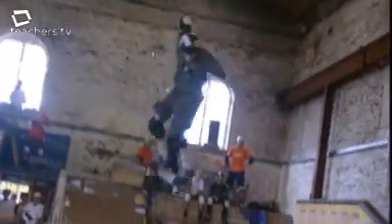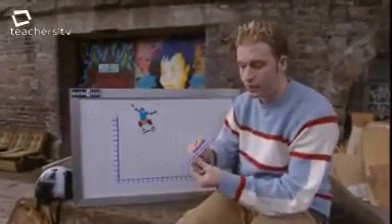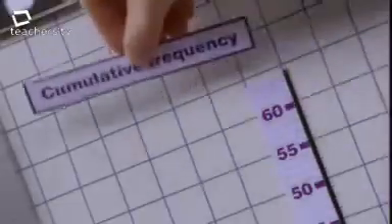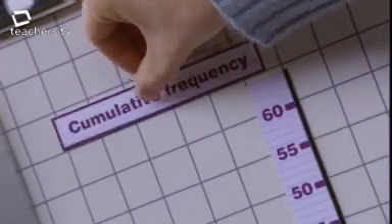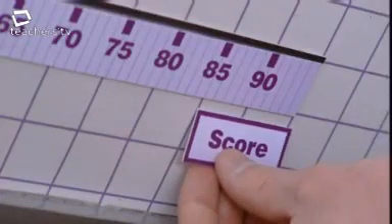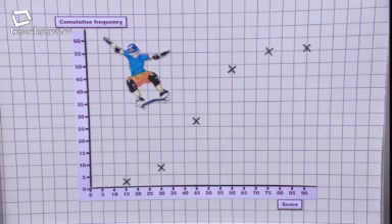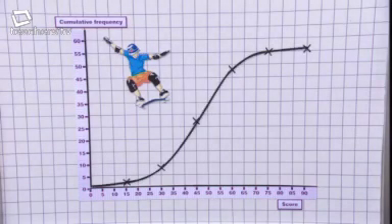And to find out if Rick is in the top half, or even the top quarter, I'm going to start by drawing a cumulative frequency graph. There's a few things you need to remember. Cumulative frequency is always plotted on the vertical axis. And the other variable, in this case the score, goes along the horizontal axis. Next, plot the highest score in each class interval against its corresponding cumulative frequency. Join the points and you end up with a nice smooth curve.